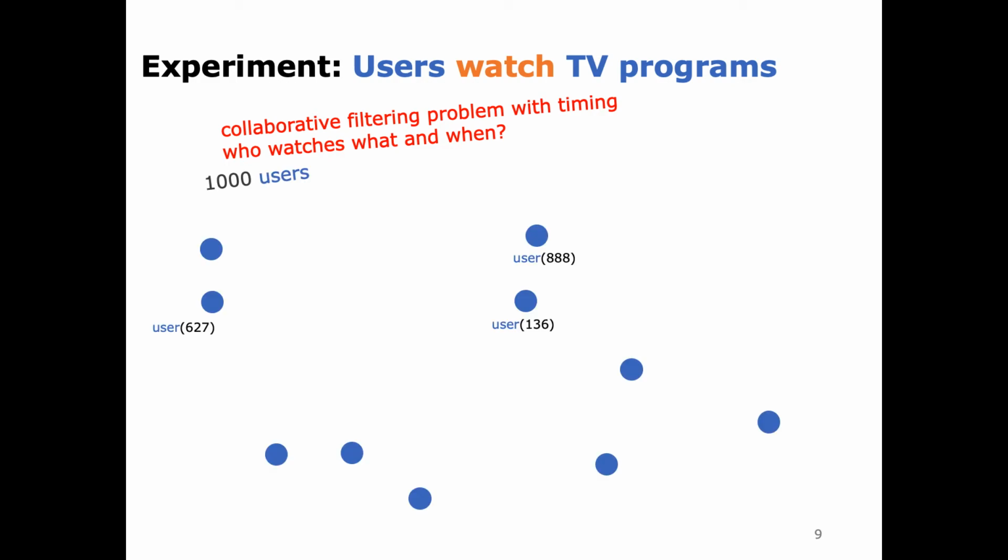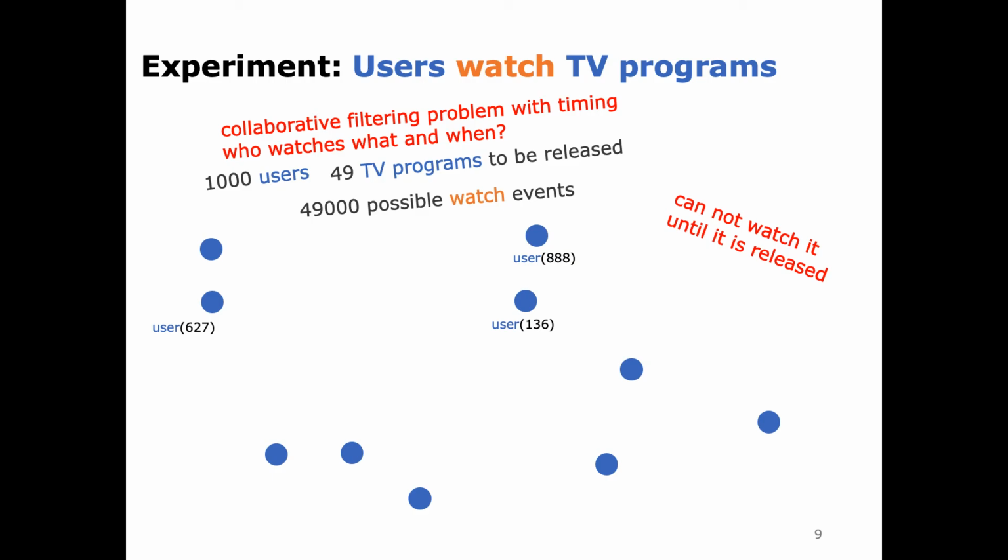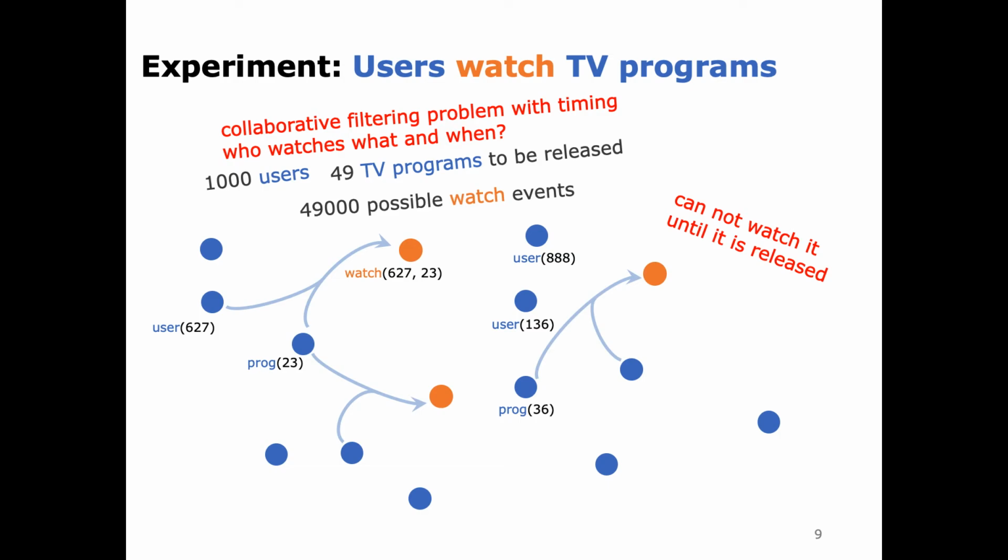Here are 1,000 users and 49 TV programs to release. There are 49,000 possible watch events, but a program cannot be watched until it is released. Now we release one, so people can watch it, and more are released, and the database grows.